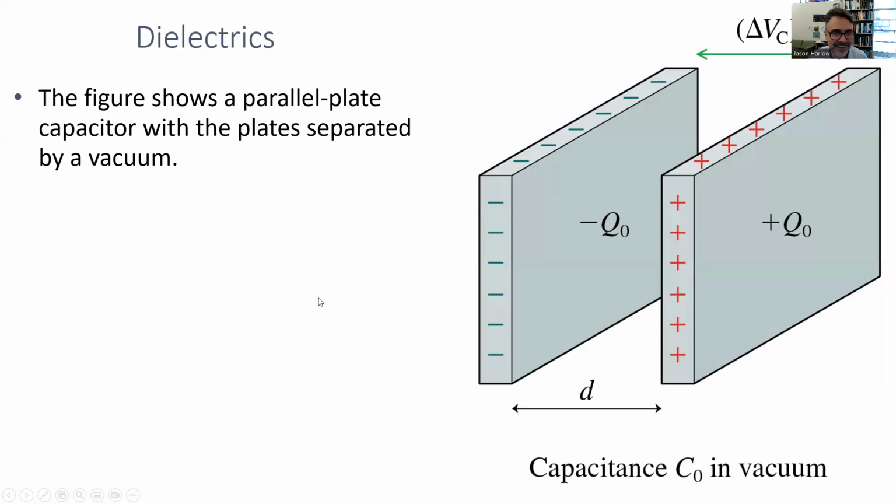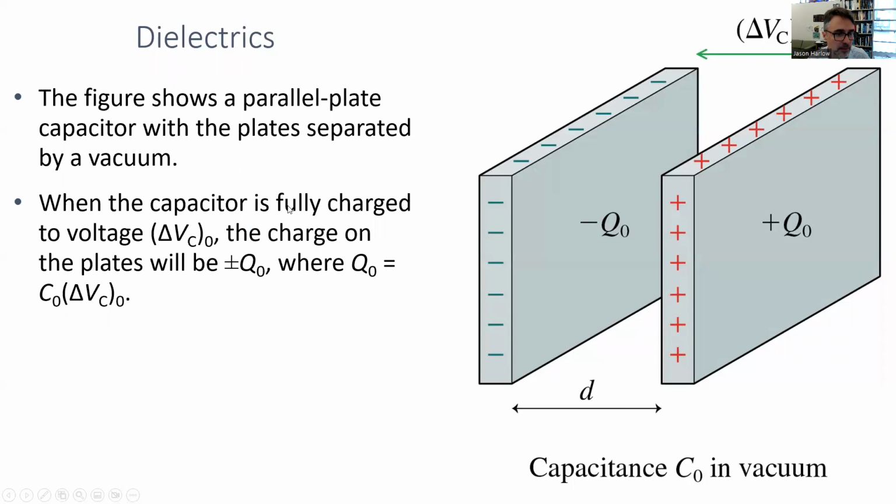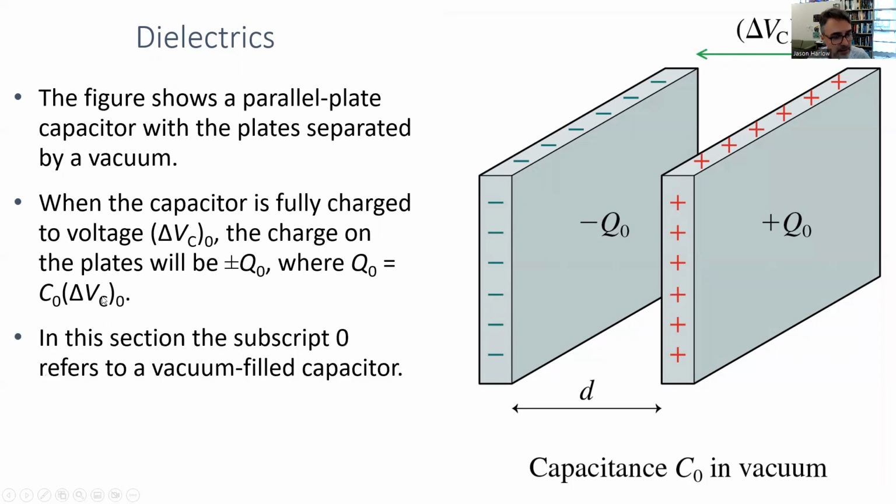Okay, dielectrics. Again, you're going to need to know this for practicums this week. A figure shows a parallel plate capacitor, which is separated by a vacuum. So there's the delta V, there's the Q on either side, and the distance between them. When the capacitor is fully charged to some voltage, you've got Q is C times V. But in this section, the subscripts 0 are placed all over the place, and they refer to a vacuum-filled capacitor.